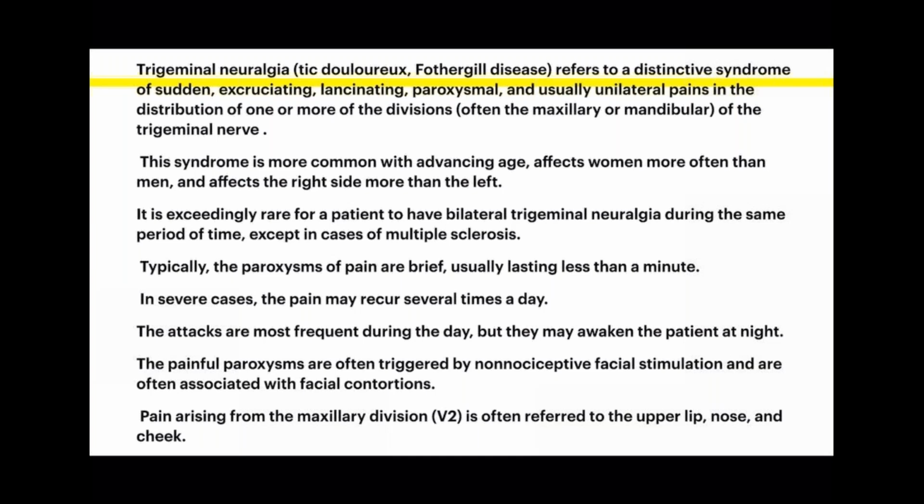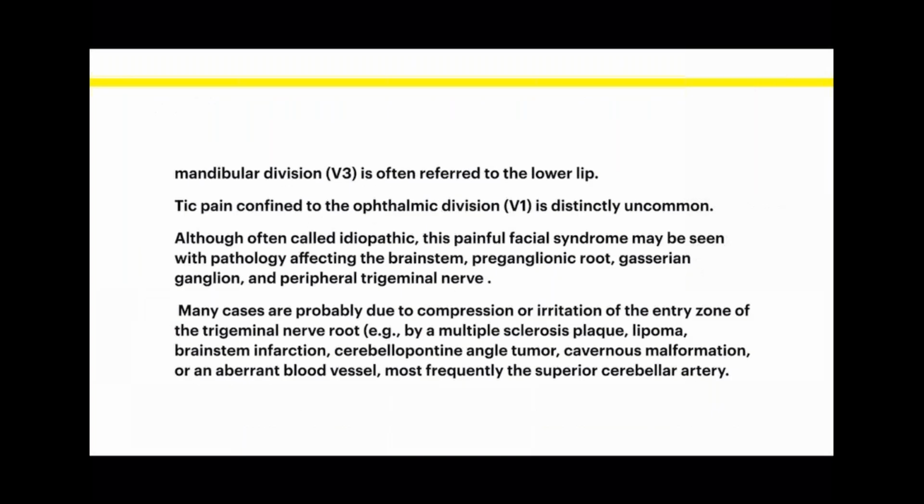It's very rare to have bilateral trigeminal neuralgia, except in cases of multiple sclerosis. These attacks are very painful and very brief, and can recur up to 100 times even per day. The painful paroxysms are triggered by any facial stimulation. If it's affecting V2, the pain is usually referred to the upper lip, nose, and the cheek. If it's V3, it also affects the lower lip. As I mentioned, it is very uncommon to affect V1.